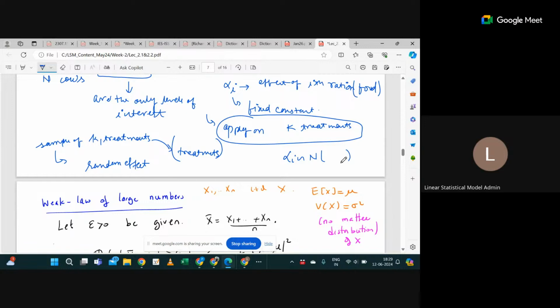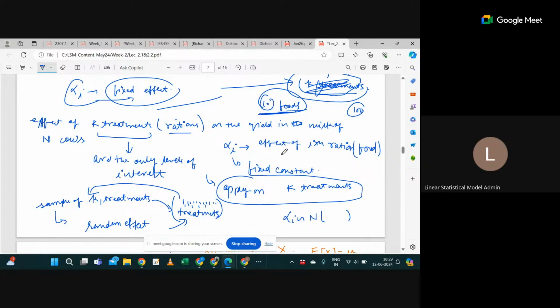You perform the hypothesis testing, and the conclusion will be valid for all the factors, all the treatments. Suppose you had a bunch of treatments and out of this you took a sample of k1 treatments. After analysis, the conclusion will be applicable for all the treatments. While in the case of the fixed effect model, the conclusion will be applicable only to those k treatments. Is it clear?